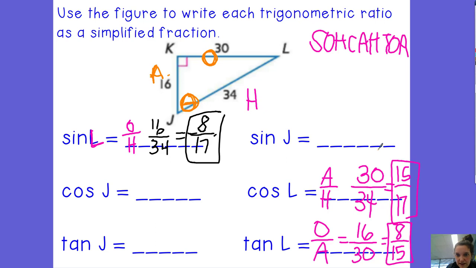Okay, so sine of angle J. Remember, S is for sine. Sine is opposite over hypotenuse. So which side is opposite of angle J? It's 30. And then my hypotenuse is 34. 30 over 34 reduces to 15 over 17.